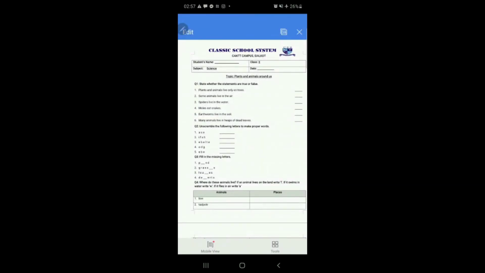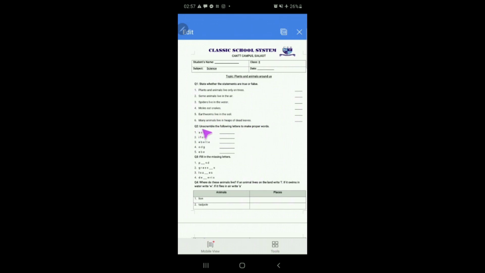Welcome back, students, with the revision worksheet of plants and animals around us. Let's go through the worksheet quickly. Question number 1. State whether the statements are true or false. Number 1. Plants and animals live only on trees. Number 2. Some animals live in the air. Number 3. Spiders live in the water. Number 4. Moles eat snakes. Number 5. Earthworms live in the soil. Number 6. Many animals live in heaps of dead leaves.